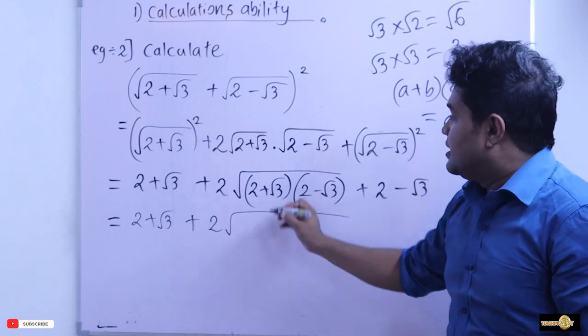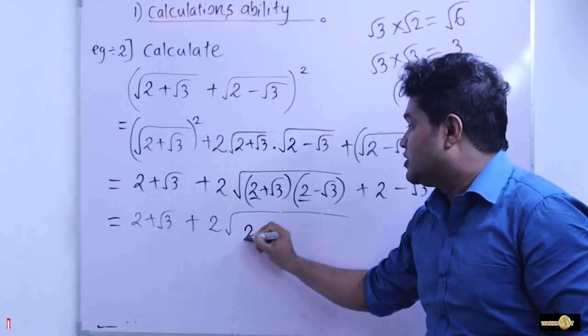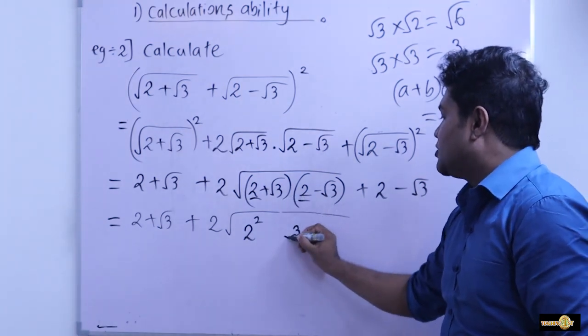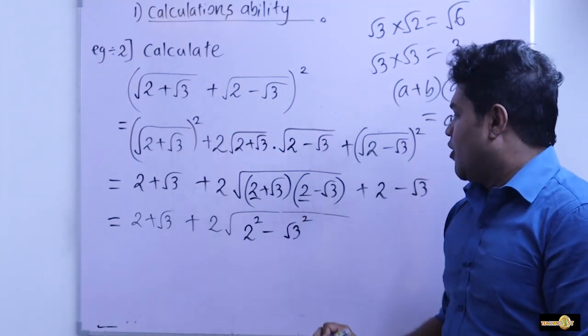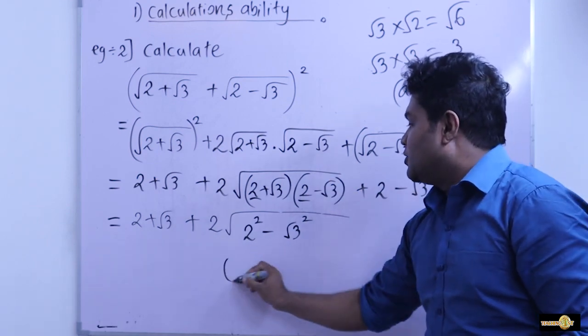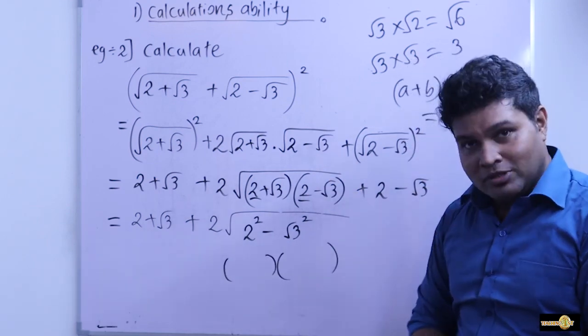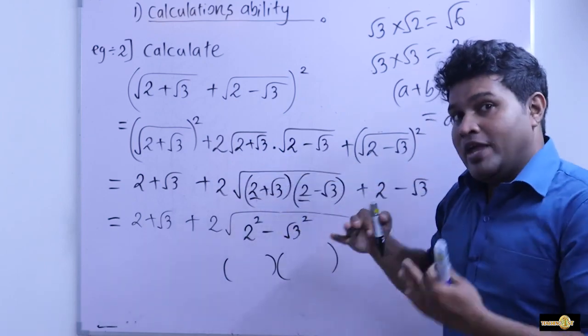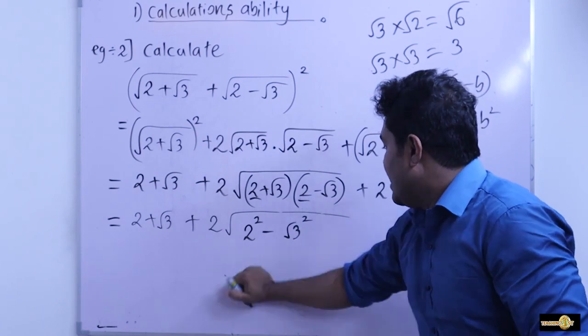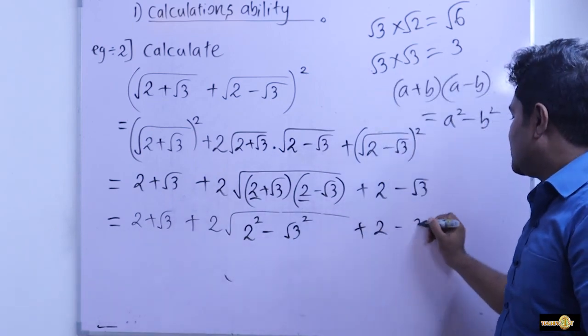How to make it concise? Instead of 2, we write 2 squared. And instead of root 3, we write root 3 squared, and minus. Okay, again, this can be written as 2 minus root 3 times 2 plus root 3. But this was the thing that we had there, that's why we get the answer, right? Okay, then again 2 minus root 3.